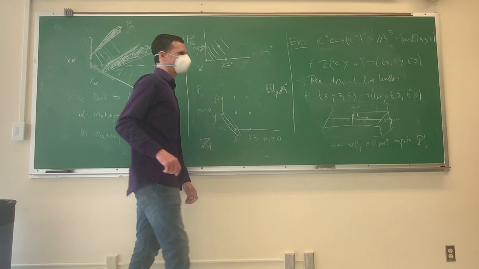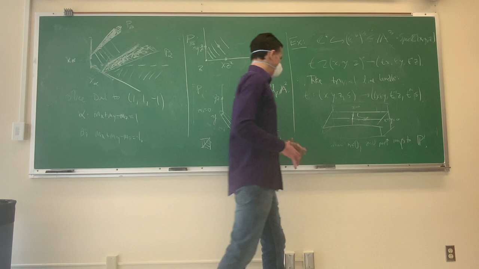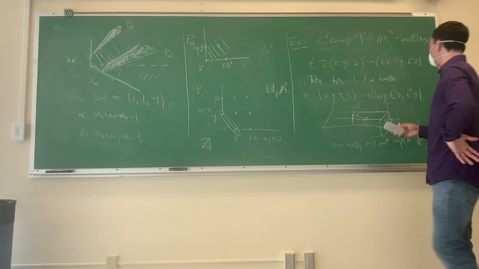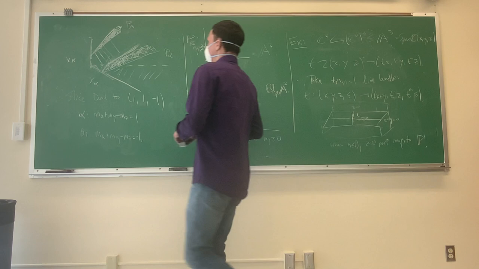Again, I really recommend Miles Reid's paper for this. He has pictures that are nicer than mine and explains this in a lot of detail. And for the Atiyah flop, you have exactly the same thing happening. This is just the Atiyah flop with one variable lopped off. So if you want to do the Atiyah flop, it's exactly the same picture.